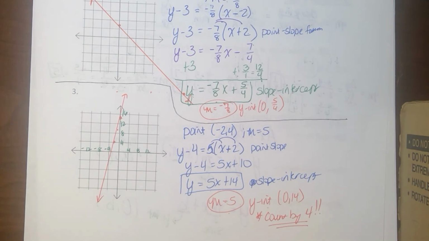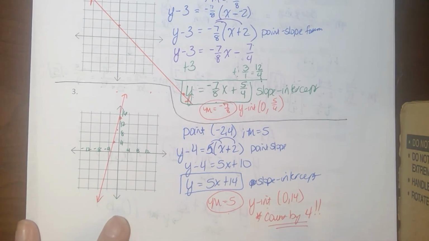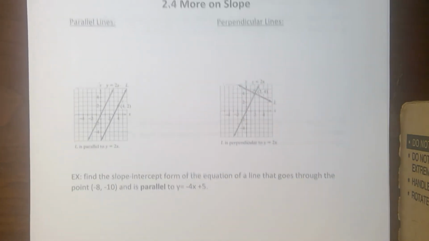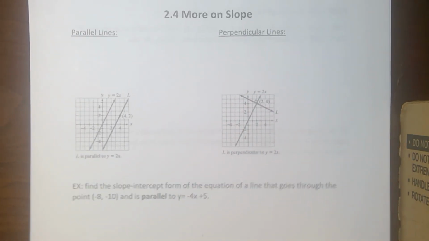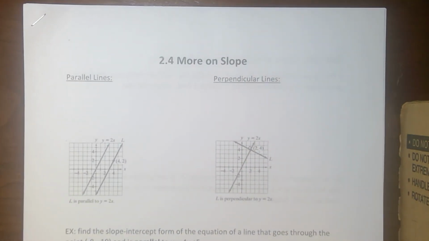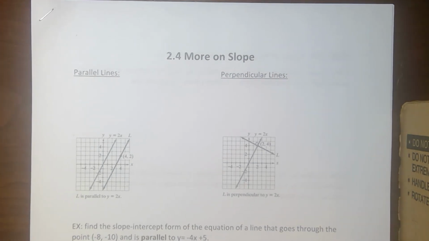Now that's all of the information on 2-3. Let's go ahead and look at 2-4. 2-4 continues talking about linear functions. The title of 2-4 is, very basically, more on slope. We're going to talk about the difference between parallel and perpendicular lines.